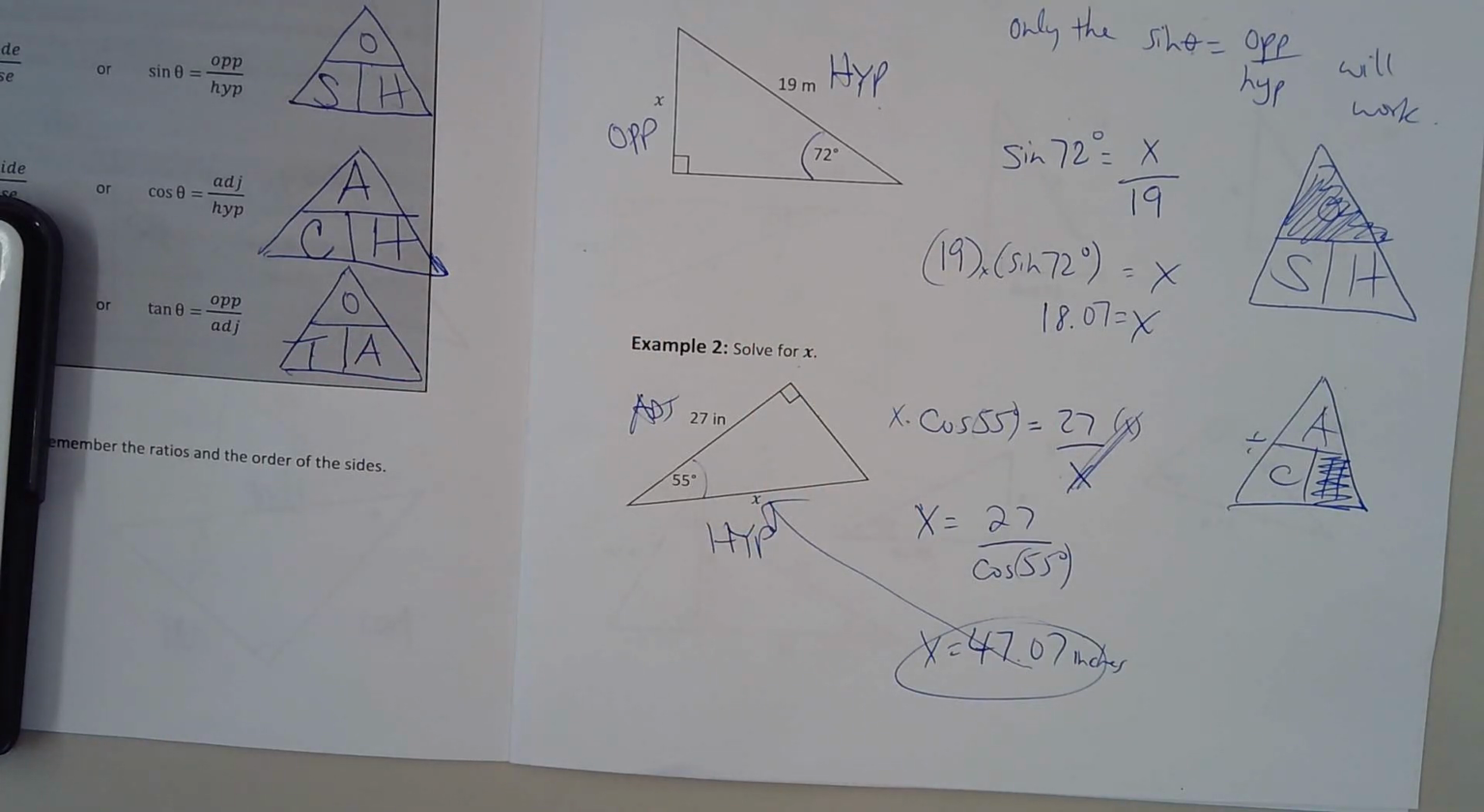But the steps are always the same. Number 1, label the triangle. Number 2, figure out which one of those things you're using, sine, cos, tan. Then number 3, punch it into your calculator, get the answer. It's a 3-step process.